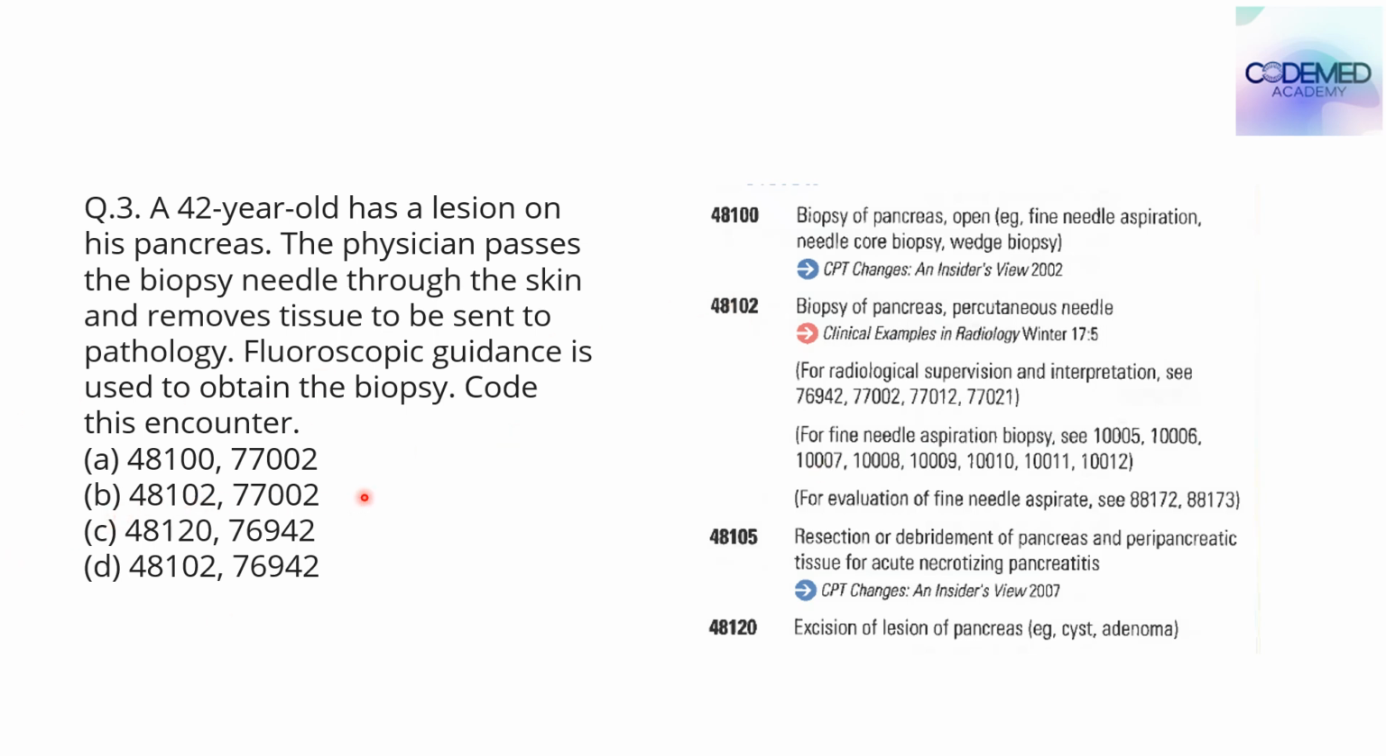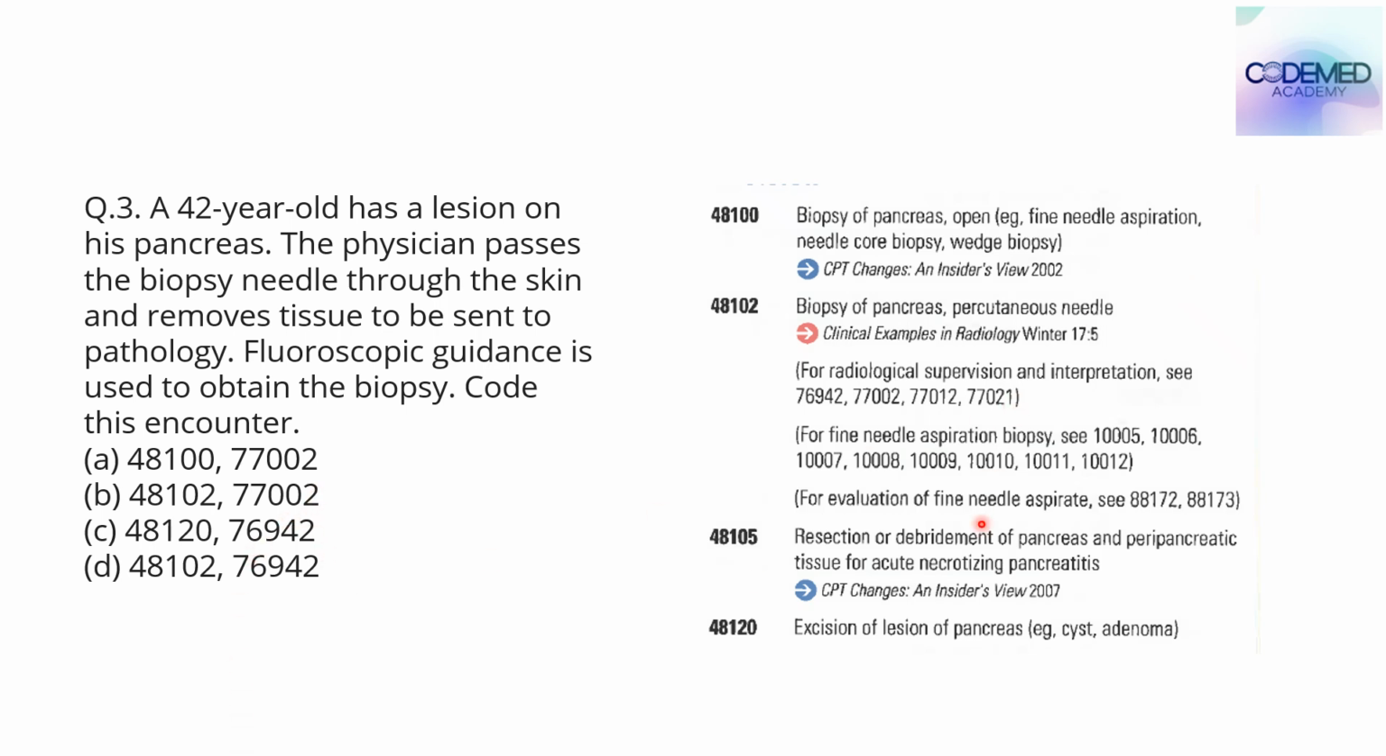So 48100 is the code for the biopsy of the pancreas, open, fine needle aspiration, needle core or wedge biopsy. Then 48102 is biopsy of pancreas, percutaneous. What is our biopsy? It is very clearly given that it is through the skin, that is percutaneous. And 48120 is the excision of lesion of the pancreas, so we won't require that code. And 48102 as we have already seen. So we will definitely require the code biopsy of the pancreas, percutaneous needle.